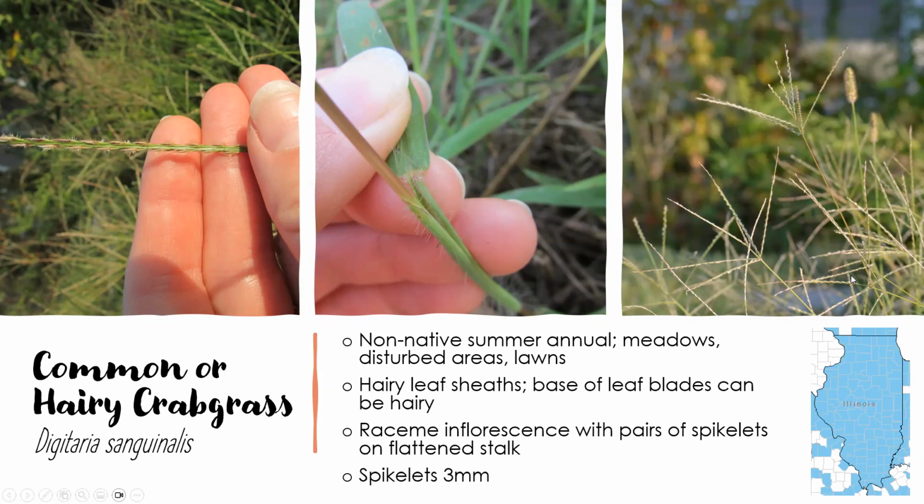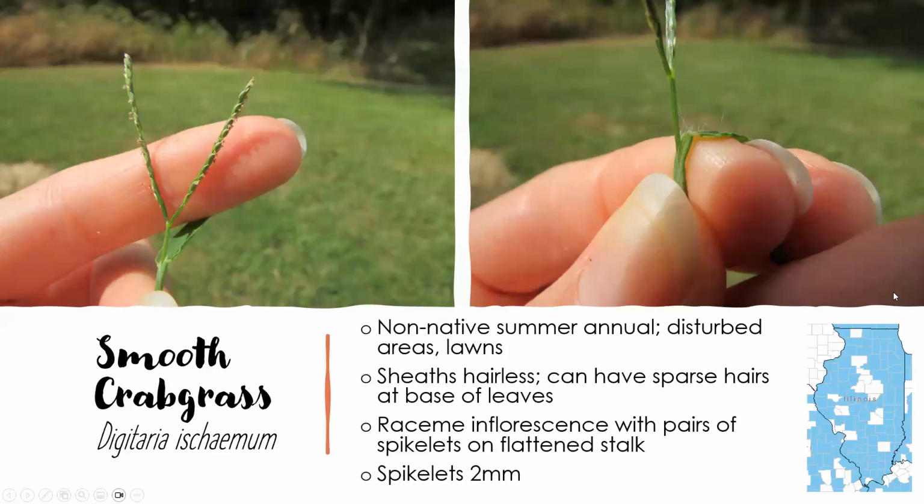Okay, hairy crabgrass, every county in Illinois. Smooth crabgrass apparently has not been reported in every county in Illinois, but I don't know if I believe that because I feel like it's everywhere. So again, basically, all of the characteristics on this slide are going to be the same as the last grass, except that the leaf sheaths are going to be hairless.